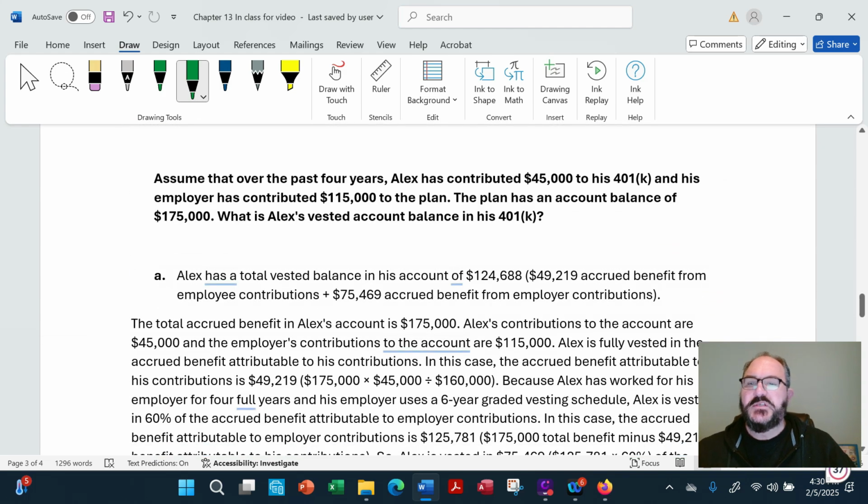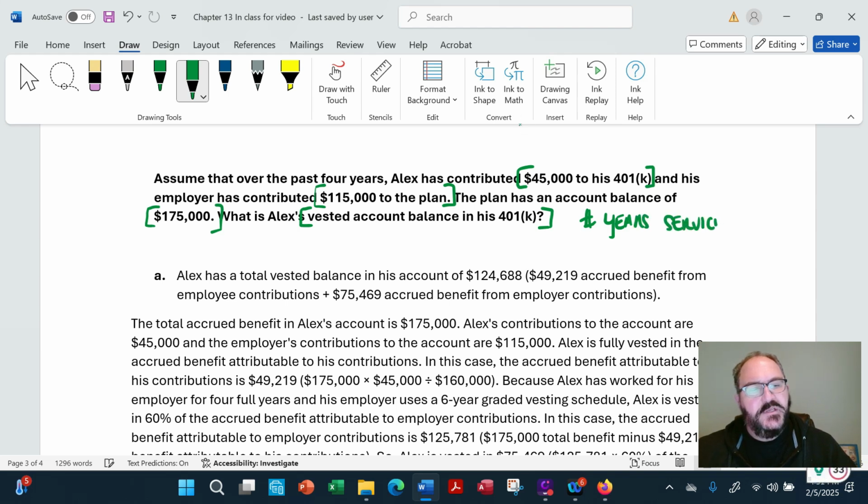It says here, assume over the past 4 years that Alex contributed $45,000 to his 401k and his employer contributed $115,000 to his plan. Okay. The account balance is $175,000. It says they want to know, what is Alex's vested account balance? So vested is based on the number of years in service.